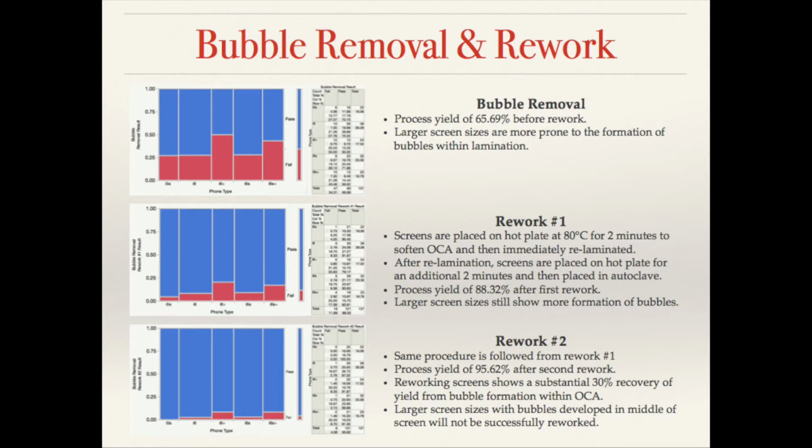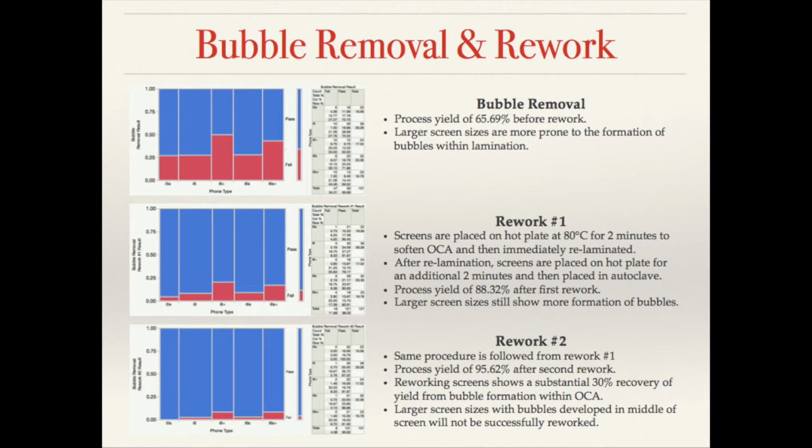increase this yield. Although focusing on the upstream processes has potential, this will be focused on more during scaling of the project. To fix the issue immediately and to qualify the process, a rework procedure was developed. The screens were placed on a hot plate for 2 minutes to soften the OCA, and then delaminated, reheated, and then input into bubble removal.